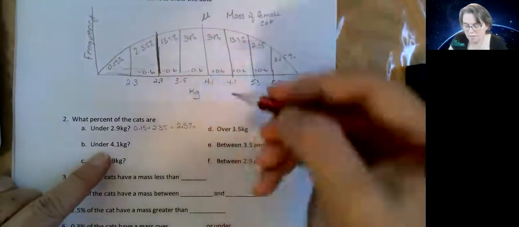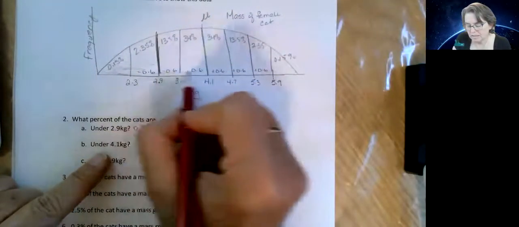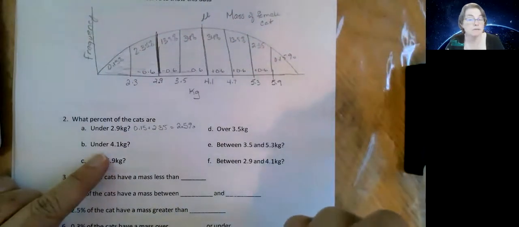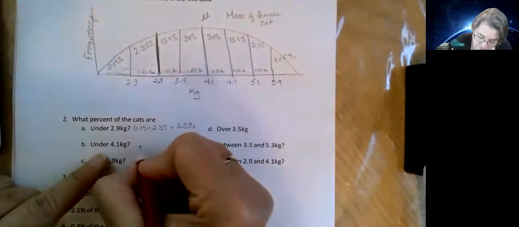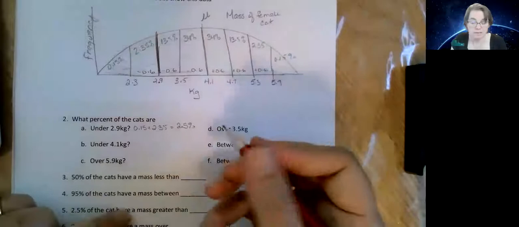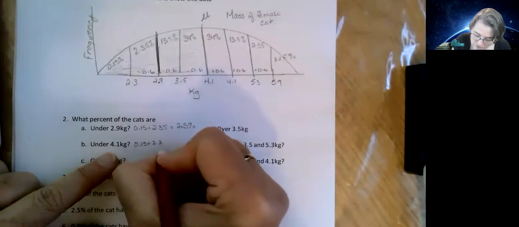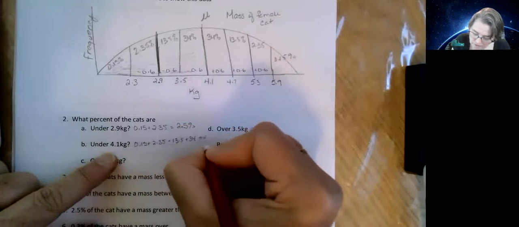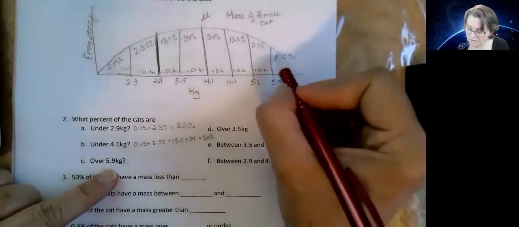Right, under 4.1. Oh, that's easy, right? Remember, 4.1 is my mean. So we can either add all that up, or you can just say 50%, because you know that the mean splits it into half. 50% one way, 50% the other way. Now let's do it right, because if somebody's looking at just the answer key later, they're going to wonder where that comes from. 0.15 plus 2.35 plus 13.5, 84, 50%.